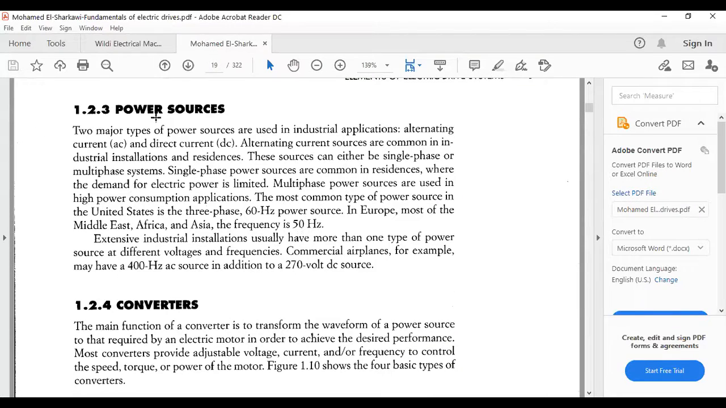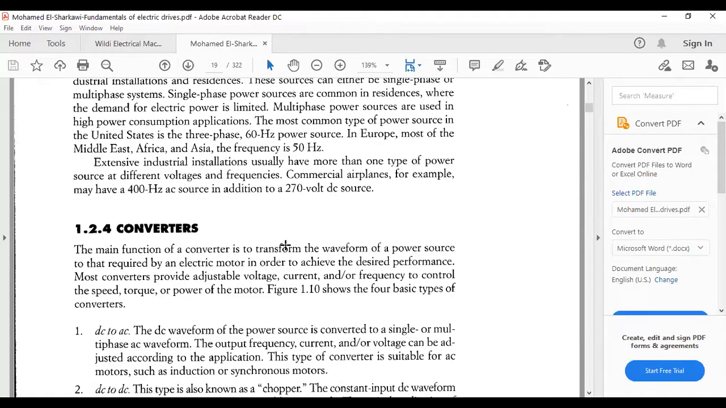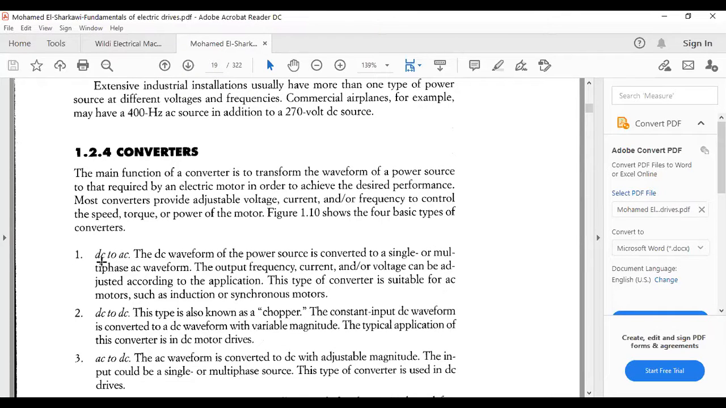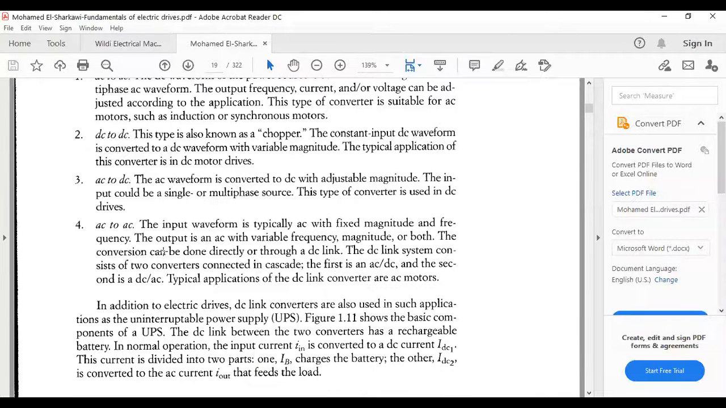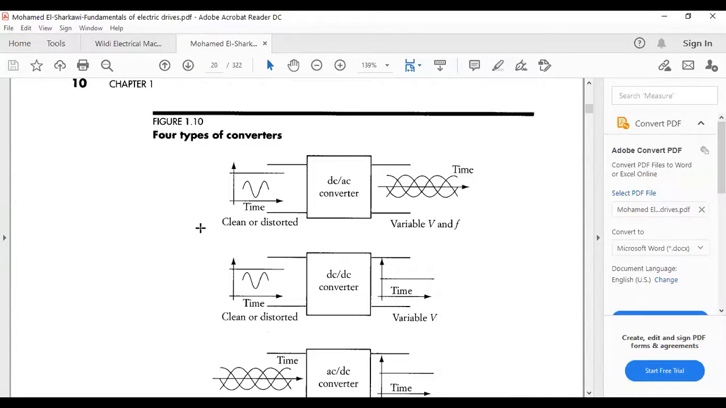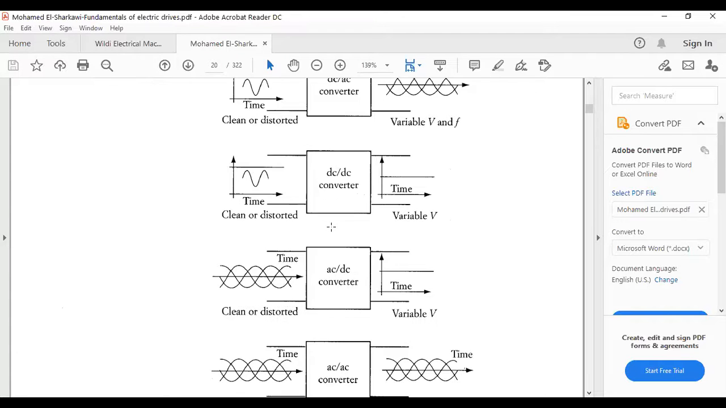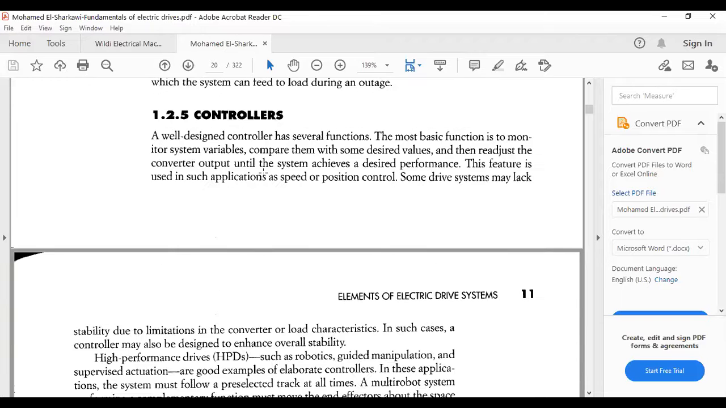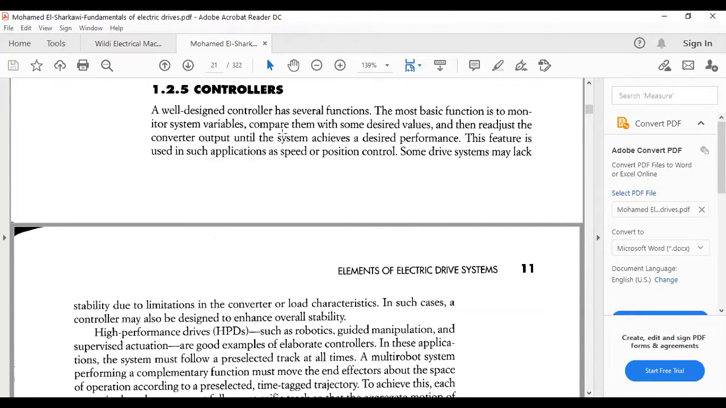All right, so information is here about different types of power sources, generally AC and DC, right? Then converters, and the different types of converters: DC to AC, DC to DC, AC to DC, AC to AC. All right. And they show you how the conversion works, what happens during the conversion. And then they speak about the controller.